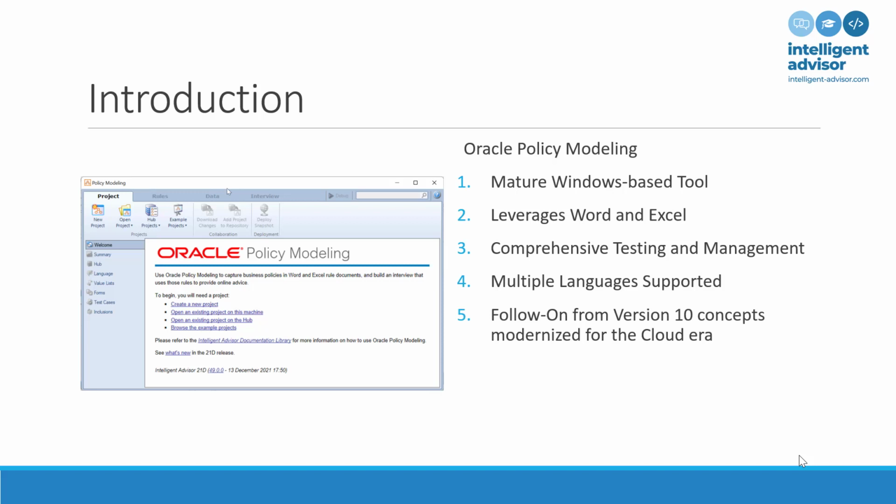With the course outline out of the way, let's think about what is a decision service. And it might look a bit strange, but we're going to start with what is Oracle Policy Modeling. Oracle Policy Modeling is a mature Windows-based tool that leverages Word and Excel, offers comprehensive testing and management tools, supports multiple languages both in its user interface and indeed in the rule design, and it is essentially a fairly stable platform because it's a follow-on from version 10 or even earlier version concepts that have been modernized and brought bang up to date with facilities for managing your projects in the cloud. So essentially the concepts behind Oracle Policy Modeling haven't changed a great deal for quite some time.